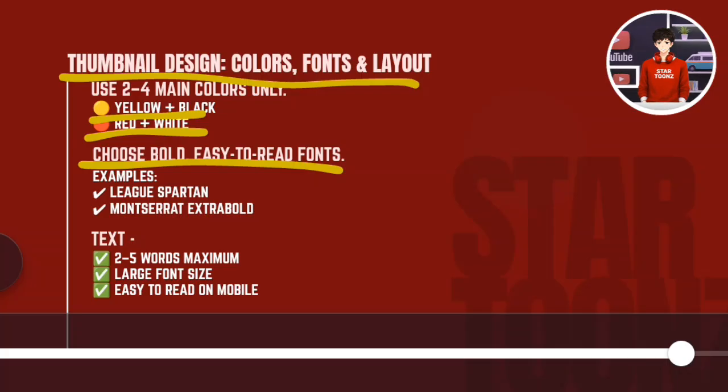Speaking of text, use it carefully. 2 to 5 words are usually enough. Don't try to explain the entire video inside the thumbnail. That's the title's job. Finally, before uploading, zoom out or look at your thumbnail on your phone. If the text is hard to read or the subject isn't clear, redesign it. Professional creators often spend as much time improving their thumbnail as they do editing the video.